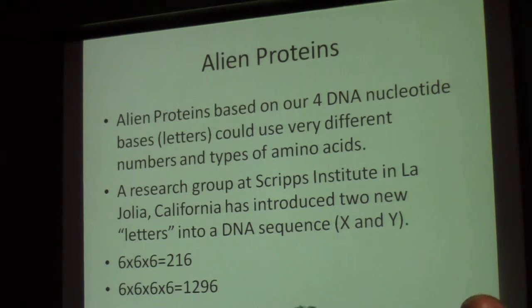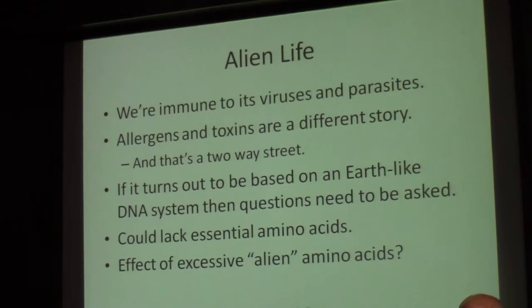So there's nothing apparently very special about the nucleotides that make up our DNA. If it reads three letters at a time, six to the third is 216 possible instructions. And if a really advanced organism reads four letters at a time, it's got over 1,200, almost 1,300 instructions that it could use for assembling proteins.